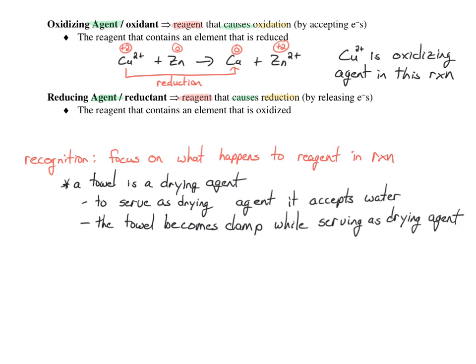Note that when we identify the oxidizing agent, we write the form of the reagent exactly as it appears in our chemical equation. So we're writing copper 2 plus, not simply copper.